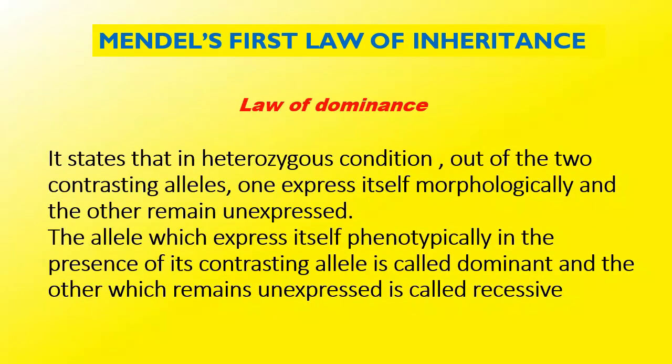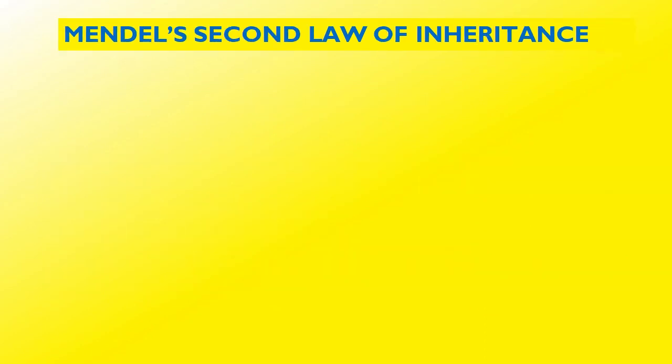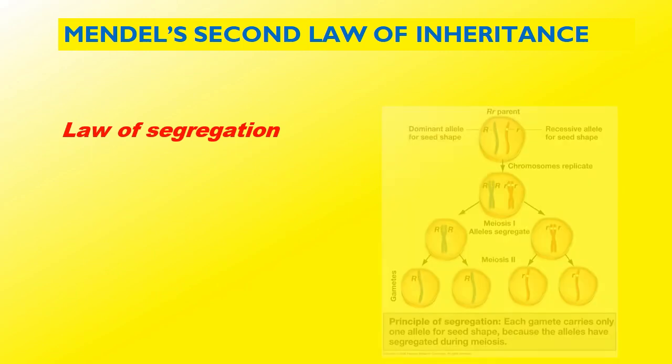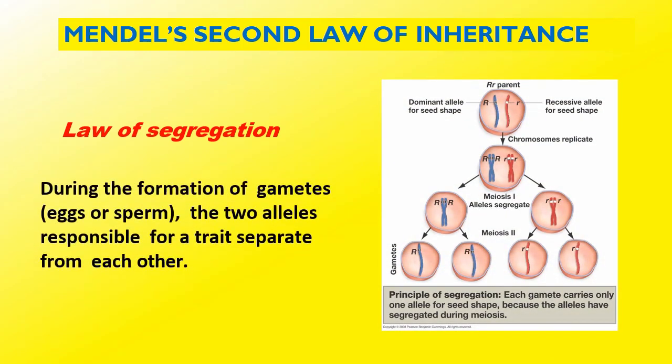Next, Mendel's first law of inheritance, that is the law of dominance. The law of dominance states that in heterozygous condition, out of the 2 contrasting alleles, one expresses itself morphologically and the other remains unexpressed. The allele which expresses itself phenotypically in the presence of its contrasting allele is called dominant, and the other, which remains unexpressed, is called recessive. Next, Mendel's second law of inheritance, that is the law of segregation. The law of segregation states that during the formation of the gametes, the 2 alleles responsible for a trait separate from each other.